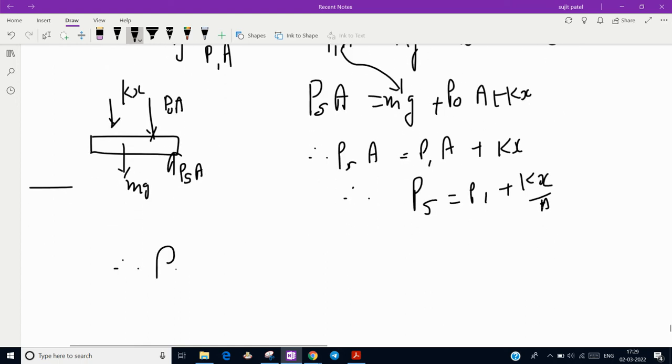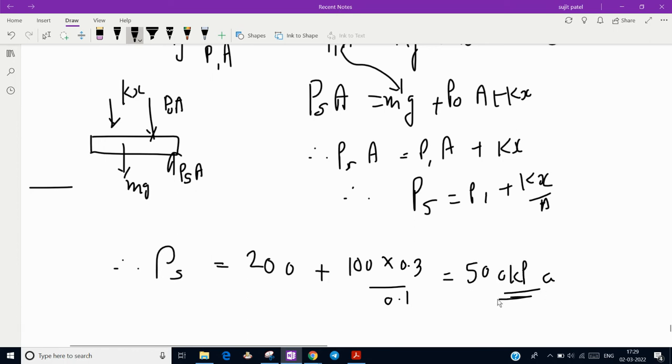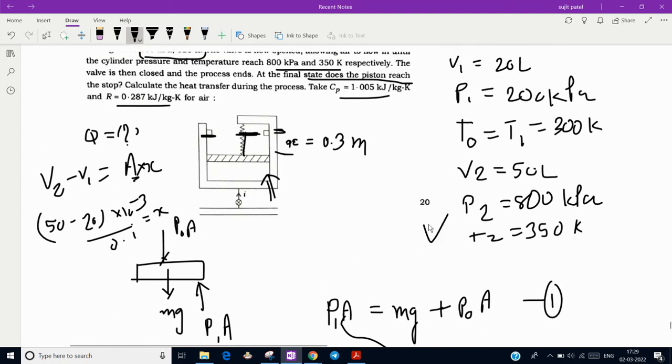So let me find the value of Ps, the intermediary pressure. The initial pressure is 200 kilopascal, spring constant K is 100 kilonewton per meter, and I will write it in kilonewton because I want the pressure in kilopascal. X is 0.3 meter, area is 0.1, so it turns out to be 500 kilopascal. So mark my word, the intermediary pressure is 500, because the final pressure is 800.